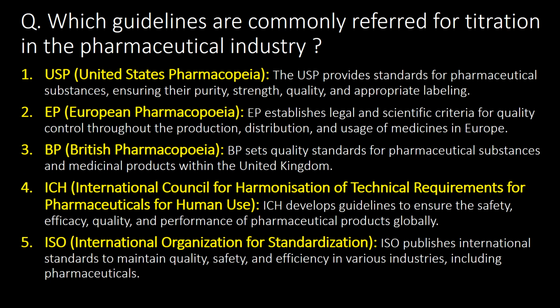Last and important question, which guidelines are commonly referred for titration in the pharmaceutical industry? Here are the list of 5 important guidelines that are commonly referred. It includes USP, that is United States Pharmacopoeia, EP, that is European Pharmacopoeia, BP, British Pharmacopoeia, and ICH and ISO guidelines.